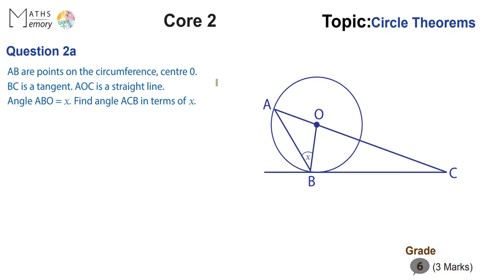Now A and B are points on the circumference, with center O. We have BC, which is a tangent over here. AOC is a straight line as well. Angle ABO is x degrees. Find angle ACB in terms of x. So for ACB, it wants you to find this one outside in terms of x.